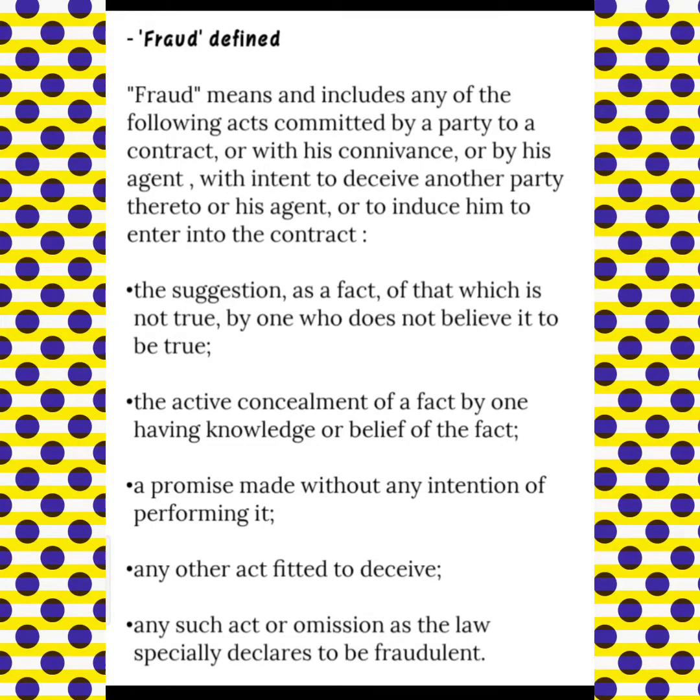So the main motive is to cheat, to deceive a person, and to make this person enter into a contract based on the false statement made to him. Now there are five distinct methods by which this fraud can be done. You can see they are given in bullets in the section. I will deal with them one by one in my next slide.